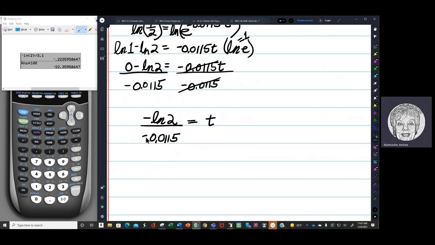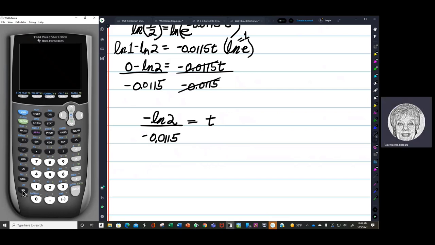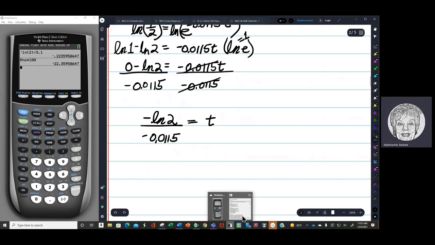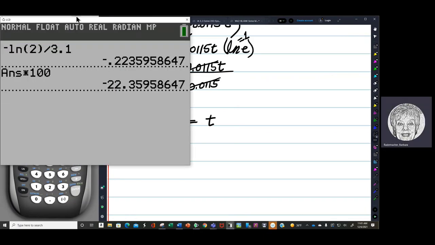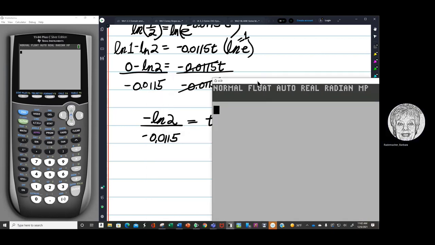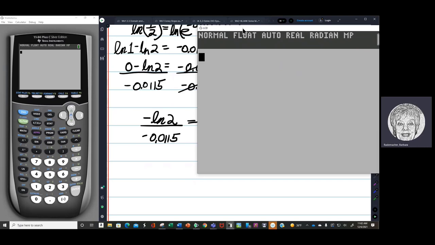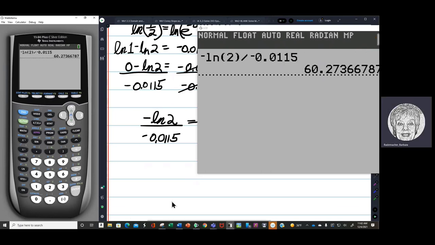So now I have a negative number divided by a negative number. The negatives will cancel out. So let's do this. Clear. Now you can see, negative ln of 2, close parentheses, divided by negative 0.0115. Enter. And here we go.